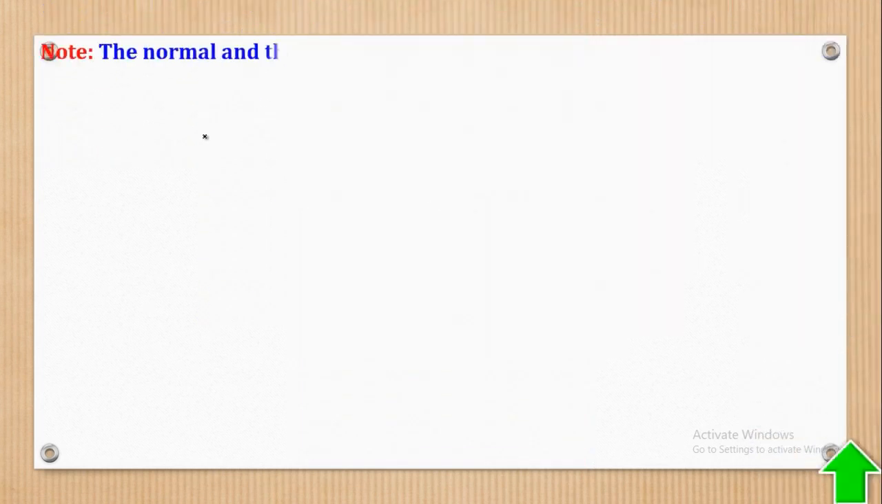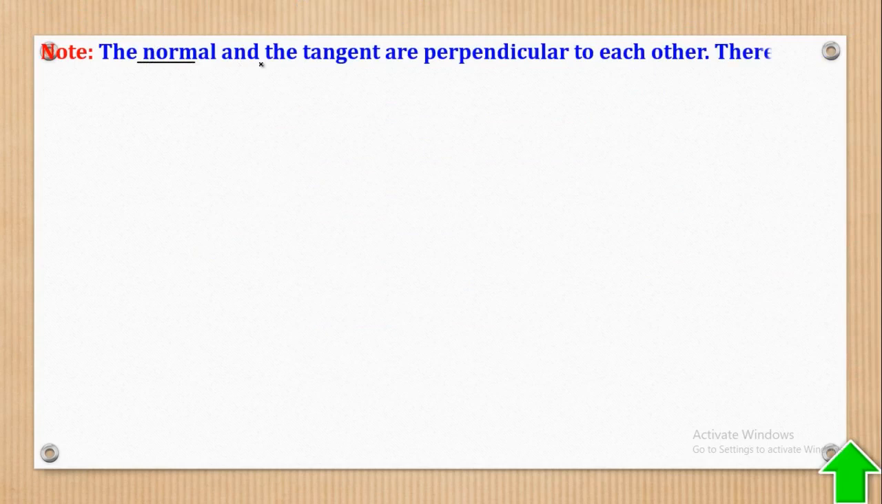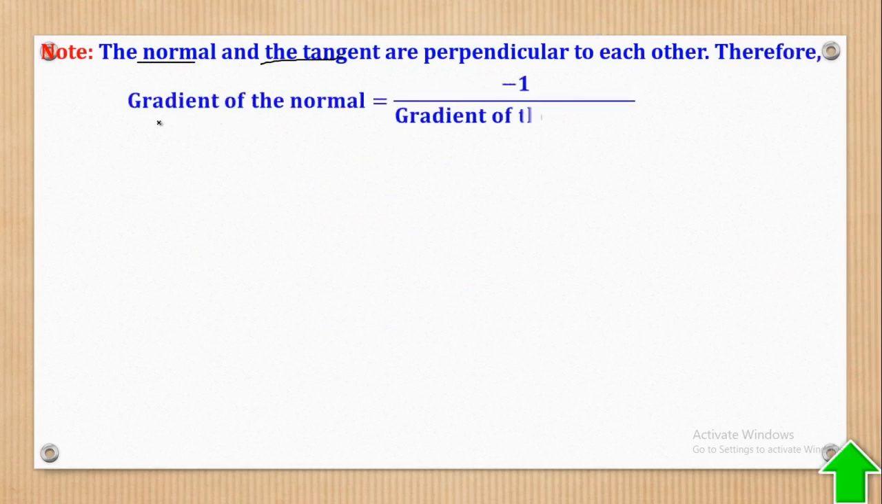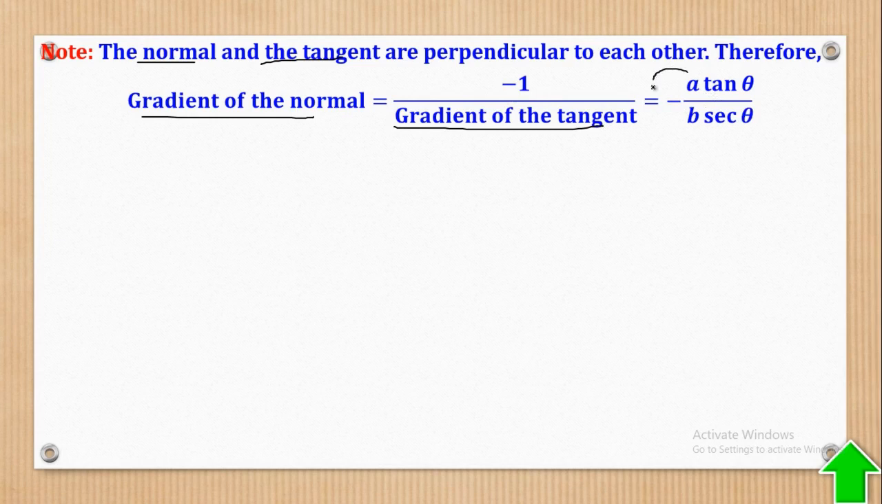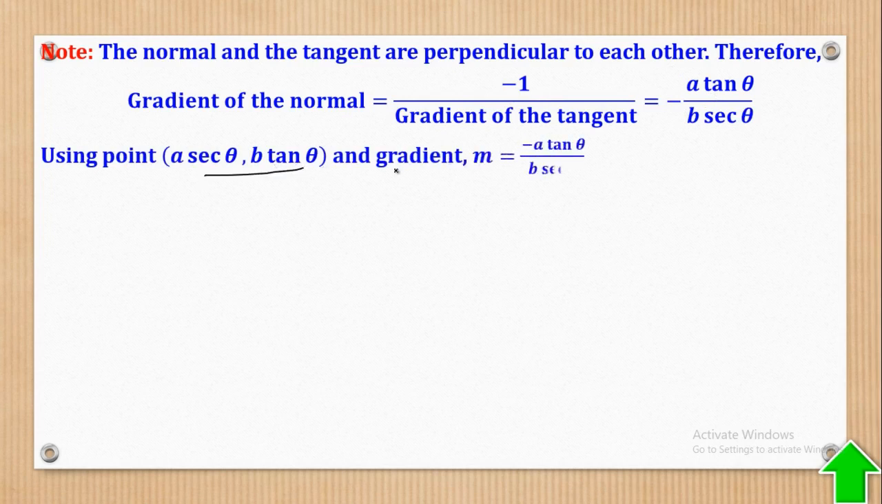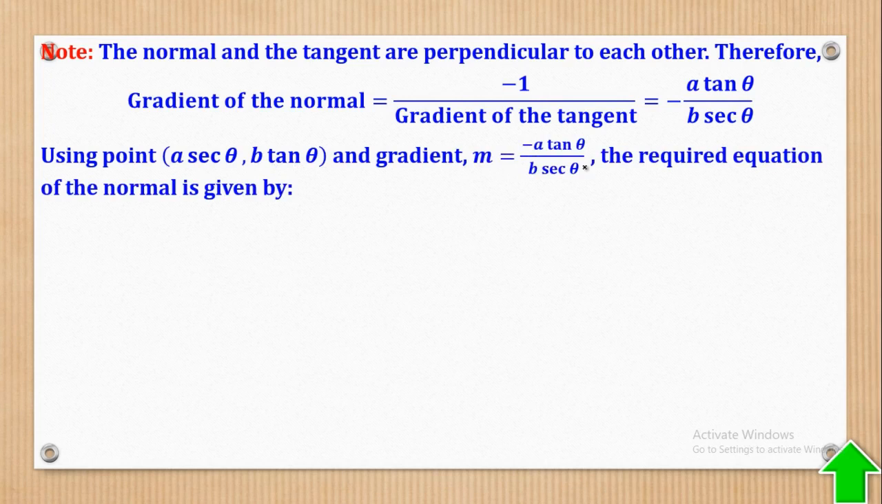What about the equation of the normal? We shall remember that the normal and the tangent are perpendicular to each other. What does that mean? It means that the gradient of the normal is equal to the negative reciprocal of the gradient of the tangent. So I'll come up with this as the gradient of the normal. Now, using the general point and the gradient we have got, I can easily get the equation of the normal, still following the same procedure as we did under tangent.